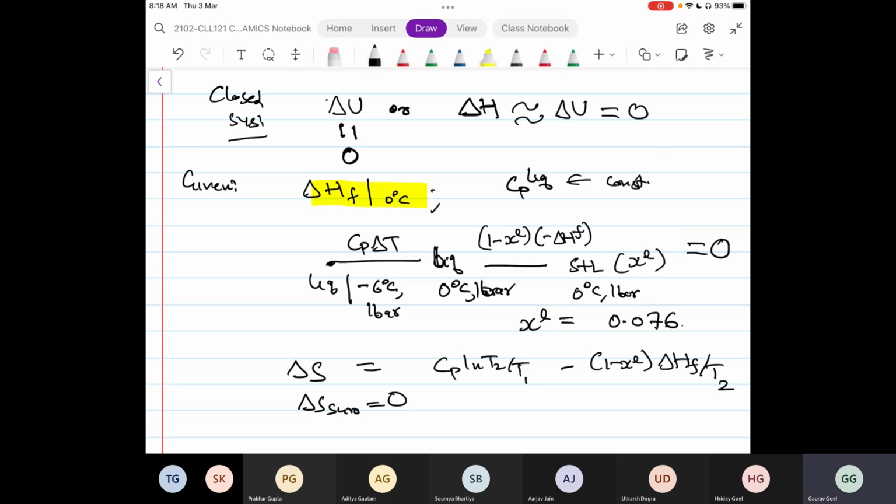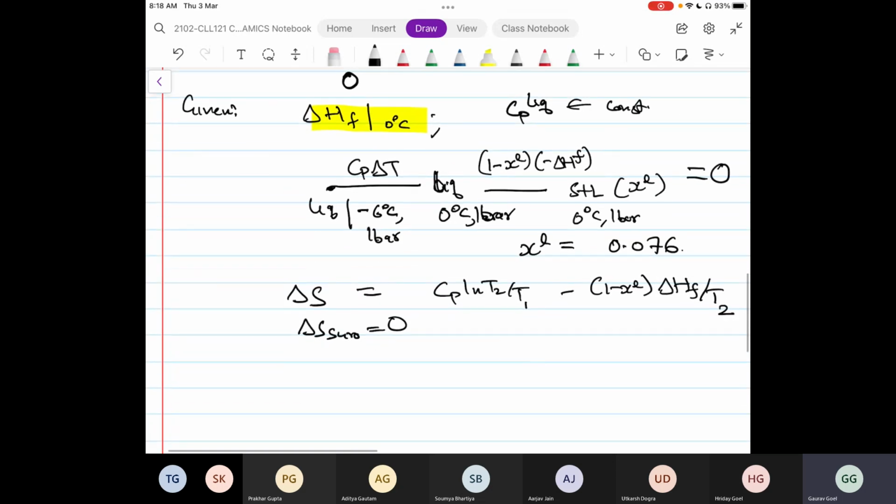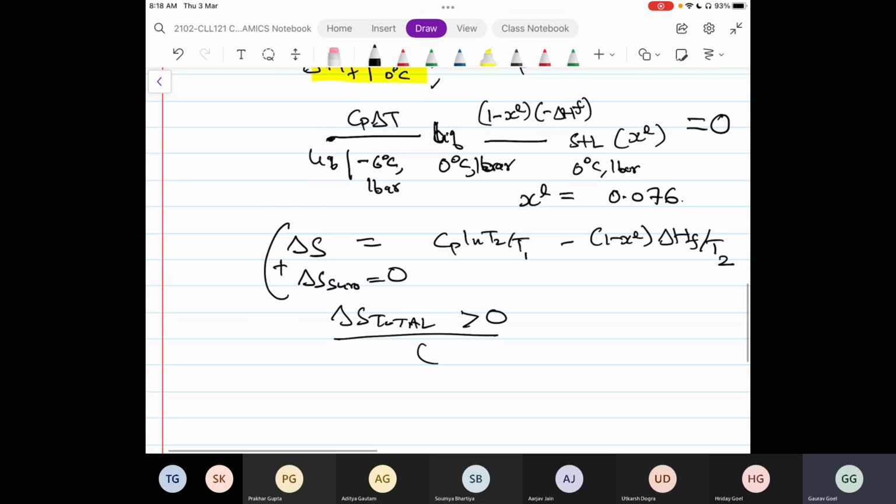At constant temperature, T2 here is 0 degrees Celsius, T1 here is minus 6 degrees Celsius. Convert them to Kelvin. Sum the two up, you will get delta S total, and you would indeed see it is positive. Then they are asking you what is causing this irreversibility. So delta S is positive, that means the process is irreversible.